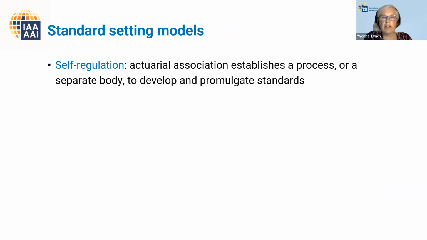So, standard setting models. One possible model is self-regulation, where an actuarial association itself establishes processes for developing, publishing and promoting standards, or it might set up a separate entity to do this. That might be preferable in a situation where, for example, this might add to the credibility of the whole standard process. It might add to the perceptions of independence and integrity of the standard setting process.